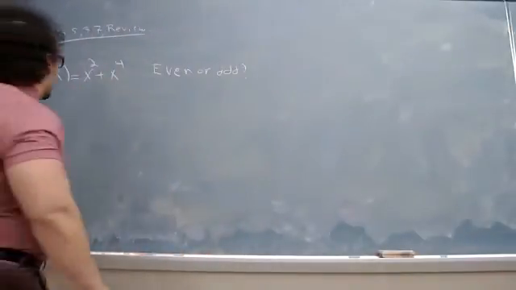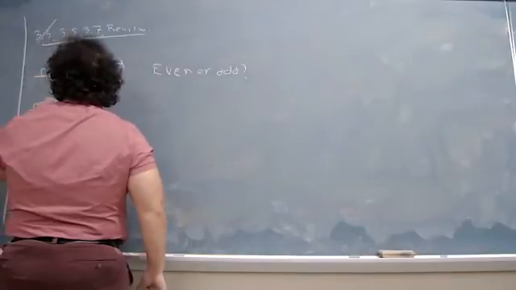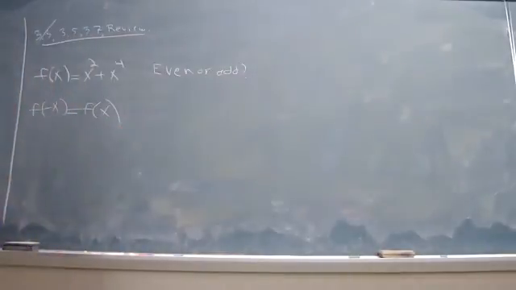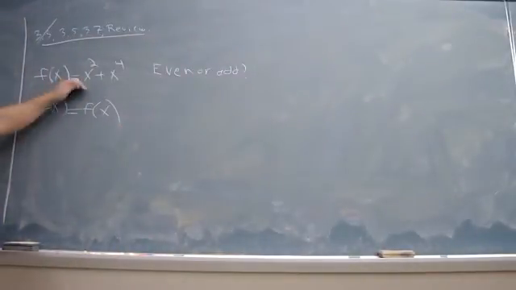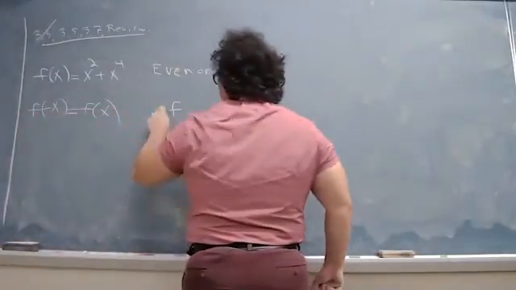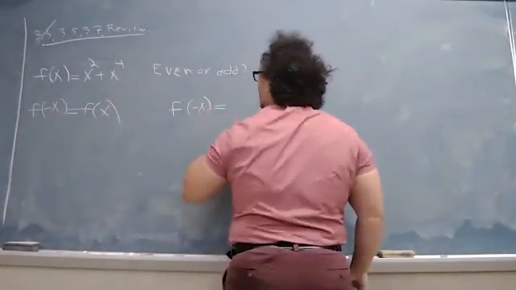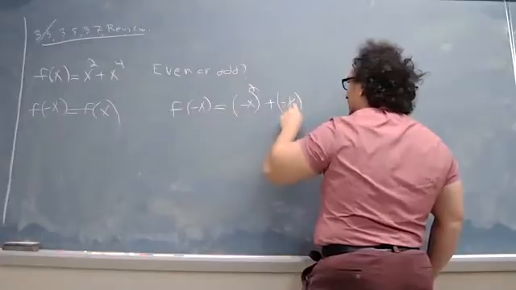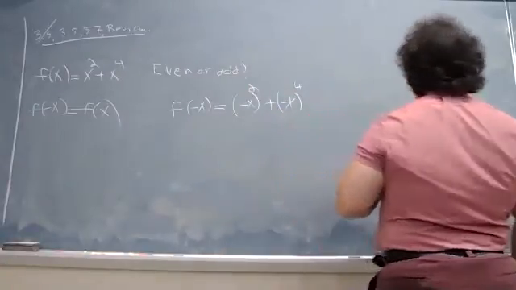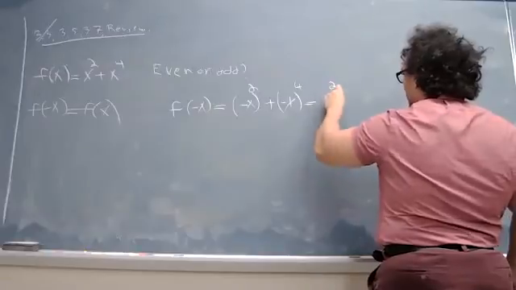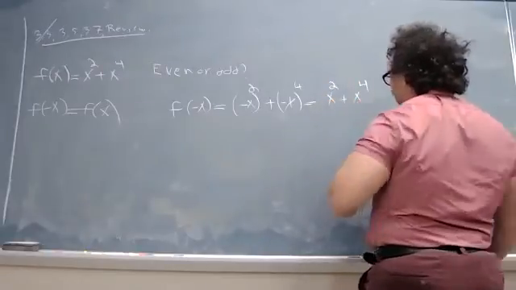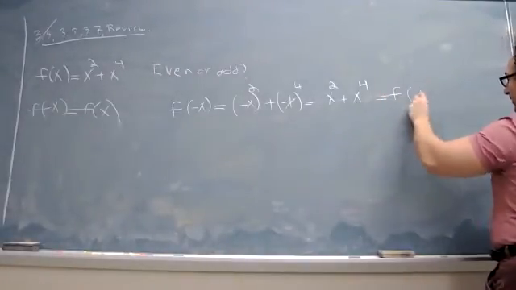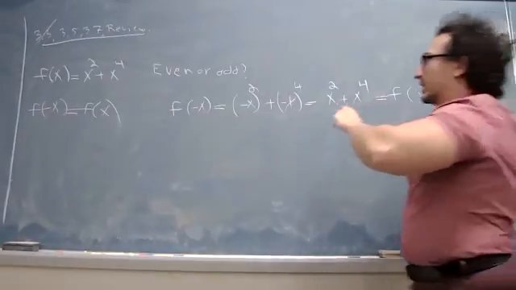Recall, to test whether something is even, it implies that f of negative x is equal to f of x, for it to be even. So let's evaluate our function here to see if that's true. f of negative x is then equivalent to negative x squared plus negative x fourth. But notice anything to an even power undoes a negative. And notice by definition, x squared plus x to the fourth is our function f of x. So, cha-chink, it's even.